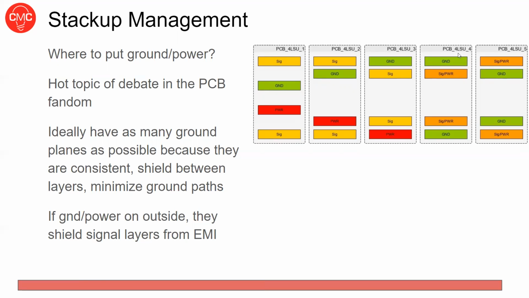So there are a bunch of different ways that you can distribute these. If you have ground on the inside, it will shield the signal layers from each other. But if you have ground on the outside, it will shield the signal layers from external EMI and things like that. And we can talk a little bit about the different things that will cause that in a second. Ideally, you'll find out whether other things in the system or external to the system are causing a lot of noise, and that's your problem. Then you want to put the ground planes on the outside.